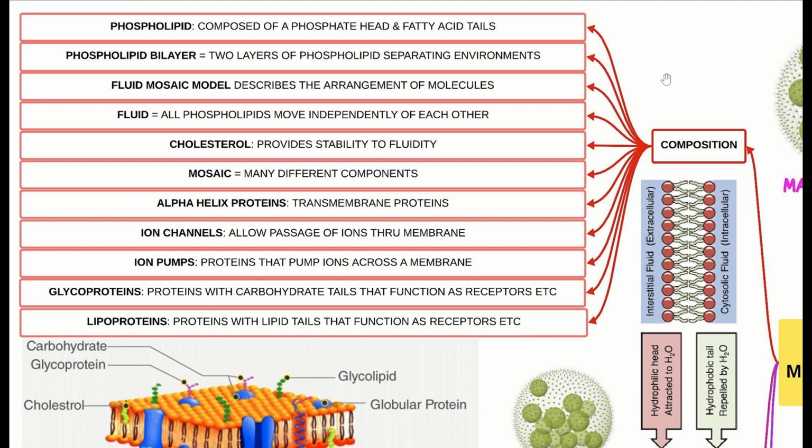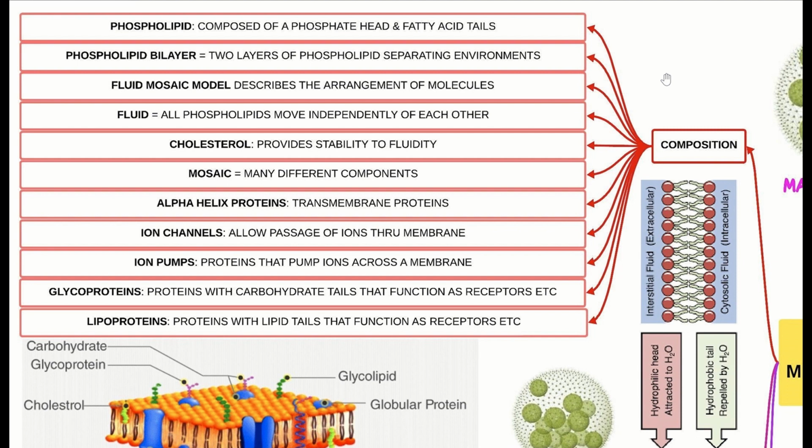All right, inside the membrane, we've got alpha helix proteins, and they are what we call transmembrane proteins, in that they link the outside to the inside. The outside of the cell is called extracellular fluid. The inside of the cell is called intracellular fluid. There are different types of alpha helix proteins, being ion channels that allow the passage of ions through the membrane from one side to the other.